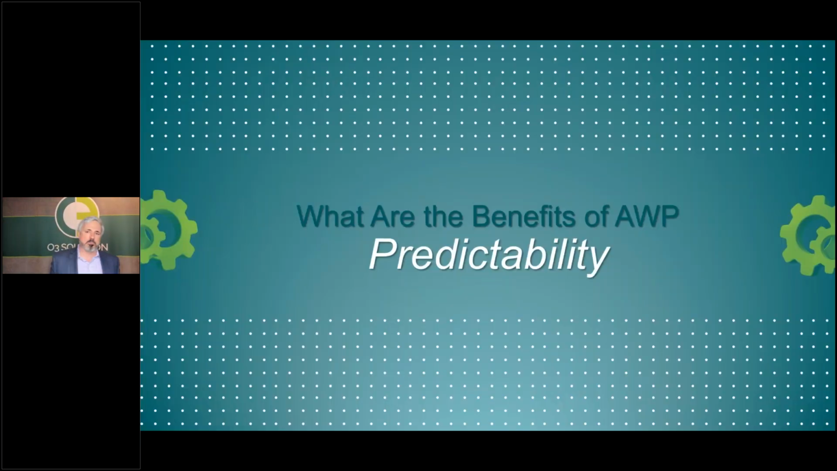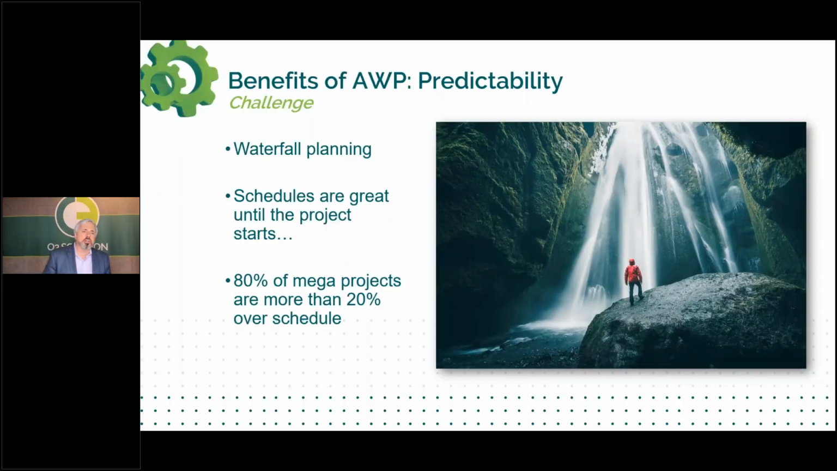Well, what about predictability? Why does this matter? Well, when we look at the current state today, predictability is a real challenge. Why is that a challenge? Well, projects are planned using waterfall planning methodology, which is I lay out this really nice P6 schedule. It's awesome. It goes across the entire project lifecycle. And P6 schedules are great. They're amazingly beneficial tools until the project starts, and then they become useless, right? Because if they were an effective tool, we wouldn't have 80% of our projects going more than 20% over schedule.